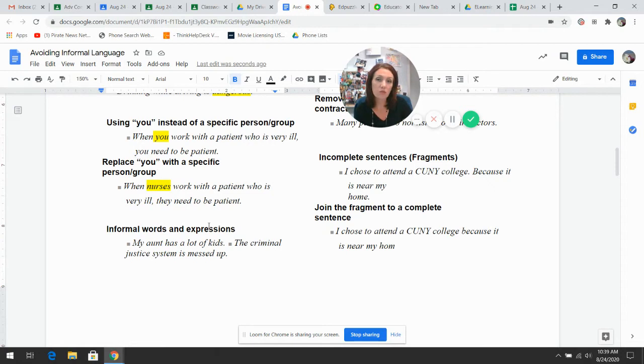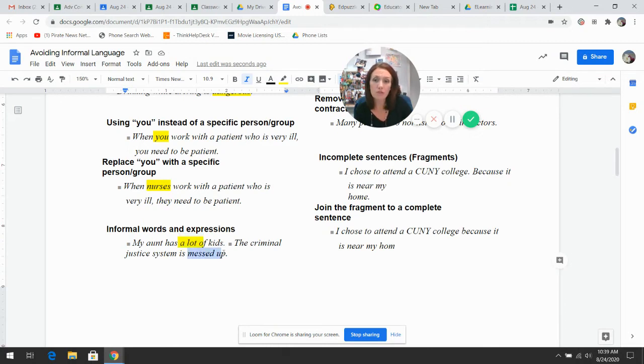Informal expressions. Here's where I use the word colloquial, which means it sounds like you're having a conversation. It's a bad habit when you write, so we just need to not do it. My aunt has a lot of kids. It's just okay when you're talking to someone else, but not when you're academically writing.